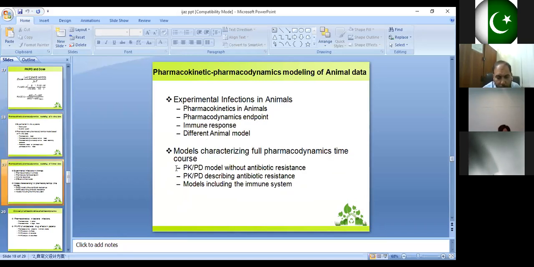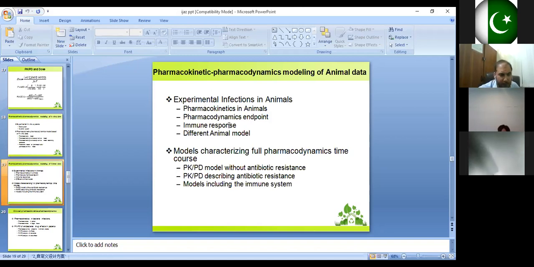When we are using the PKPD modeling, we are also using different animal models, the healthy model or disease model. So first, in the pharmacokinetic study, when we are using the healthy model, we will just know about the drug absorption time, its elimination, its half-life, its distribution, while the pharmacodynamics is the endpoint that we will do for inhibition curve or MIC, MBC, etc.